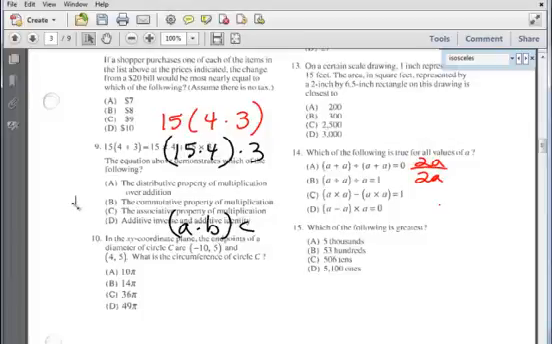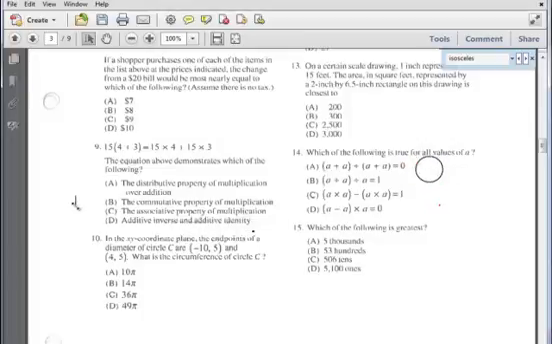But that's the associative. So distribution doesn't happen unless you have a multiplication and addition. You have to have both operations. It's the only one that goes over both operations.